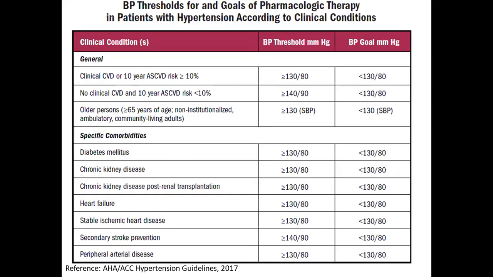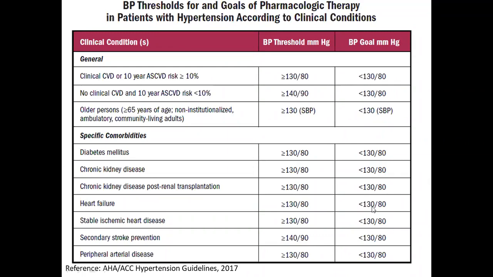Similarly, this is the blood pressure threshold for most of the patients. As you can see in this chart, in almost all categories of patients, our BP goal should be less than 130 by 80 millimeters of mercury. This is the blood pressure we want to achieve by starting the patients on antihypertensive agents. However, you can decrease the cutoff based on the patient's comorbidities. Like if the patient has chronic kidney disease or diabetes mellitus, you can even keep the patient on a lower blood pressure.